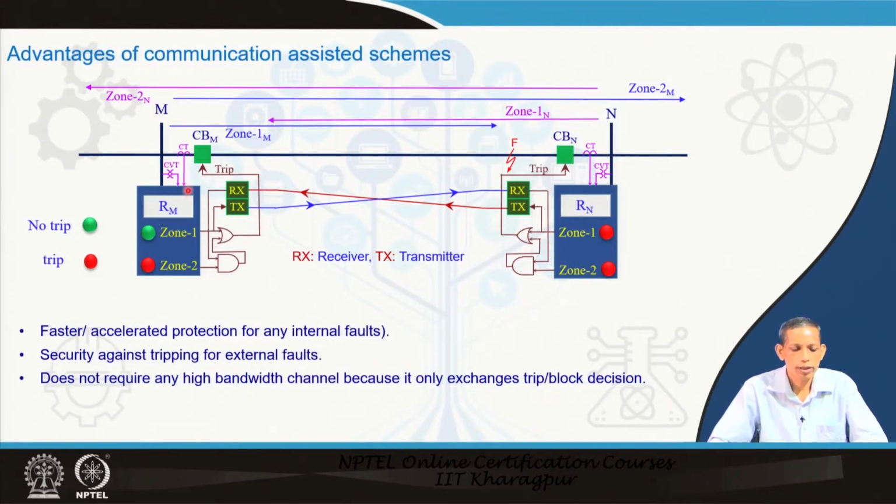Now, the advantage of such an arrangement is that it gives us faster protection, which is an essential requirement of a very high voltage system from the stability point and possible damage point of view. It also leads to a secure decision process during the external fault situation. And in such an arrangement we do not require high bandwidth communication; even power line communication can be used.